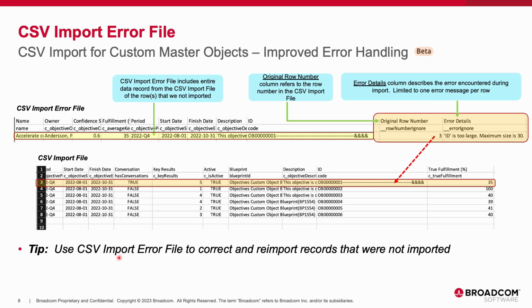As a tip, use that CSV import error file as a way to re-import those records you had issues with, because for one, it has the delta of those records that you didn't import, and you don't need to scrub the import file and remove the ones that got imported. You already have that list generated. Just fix the issues in the file, try it again, and it'll make your import process easier.